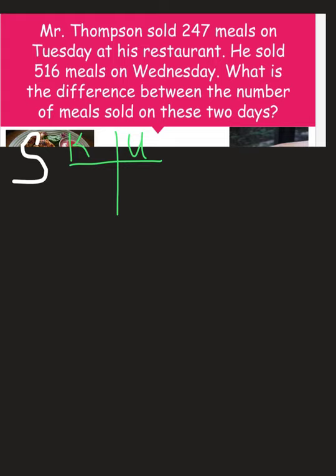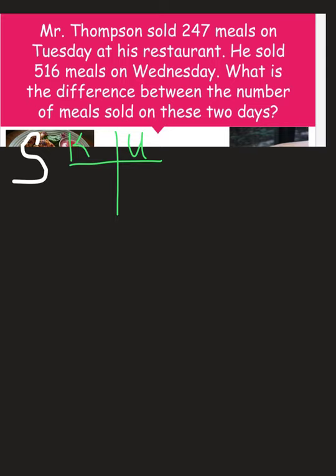Alright, boys and girls, we're going to start out this video by giving us the answer to last week's Thursday problem. It reads, Mr. Thompson sold 247 meals on Tuesday at his restaurant. He sold 516 meals on Wednesday. What is the difference between the numbers of meals he sold on these 2 days?